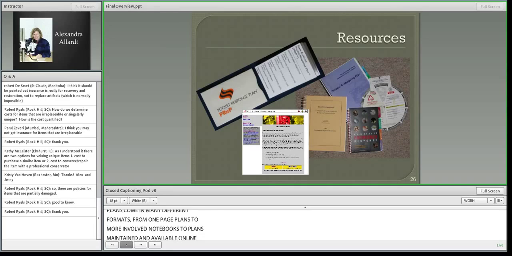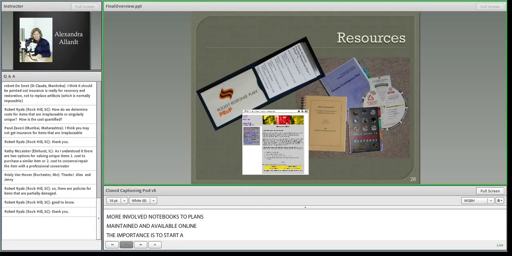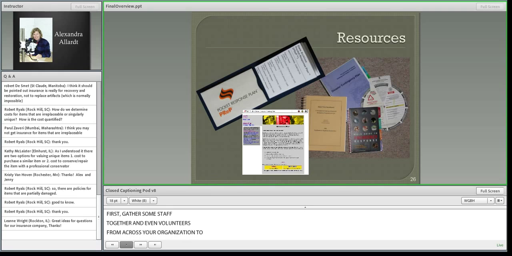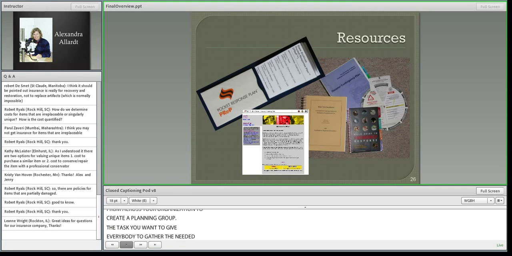First, gather some staff together and even volunteers from across your organization to create a planning group. The task you want to give everybody is to gather the needed institutional information, such as phone numbers, floor plans, utility information, collection information, prepare that media kit, and so forth. It is much easier if you can divide up the task between a number of helpers. If you can draw upon staff that have different expertise, it can also be helpful.